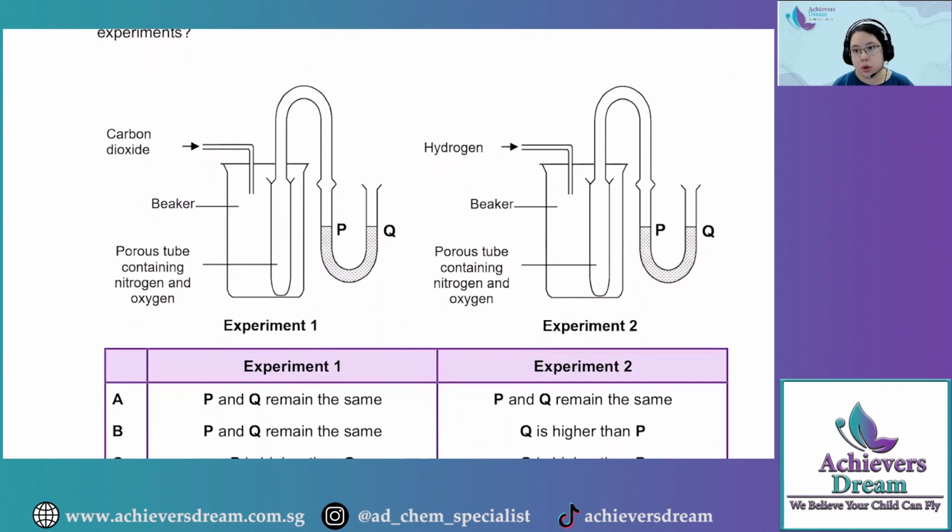Experiment 1 and Experiment 2 are almost identical, except for what gas is being pumped into the beaker. So in Experiment 1, it is carbon dioxide. In Experiment 2, it is hydrogen. So carbon dioxide in Experiment 1 is pumped into the beaker, and inside the beaker, we have a porous tube over here that contains nitrogen and oxygen. So we have N2 and O2 being present inside the tubes.